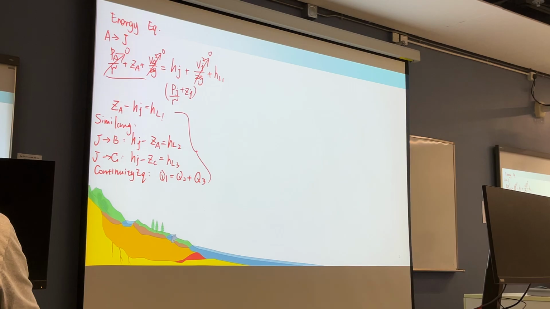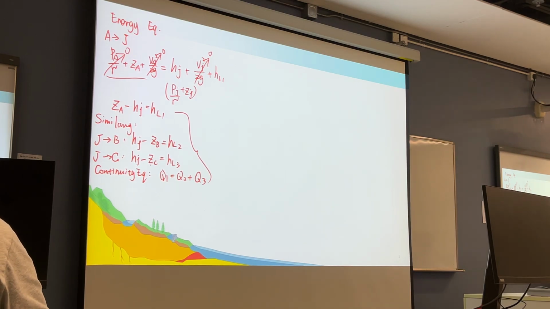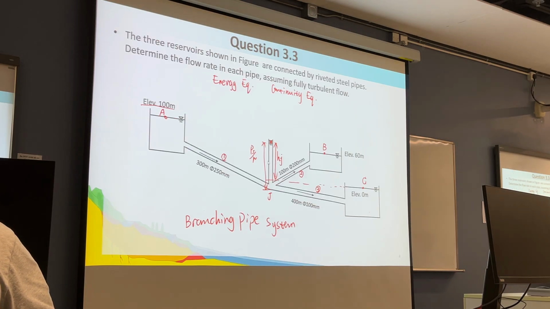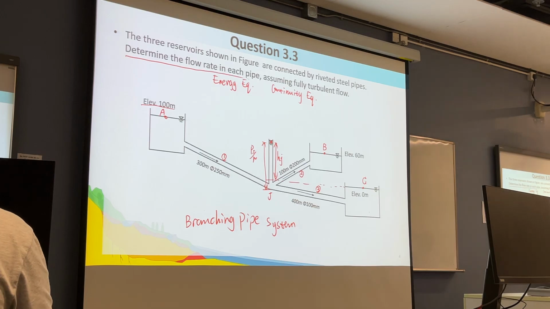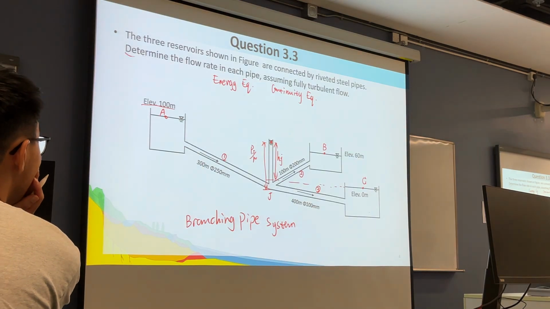Now the task is how to correlate this information. Elevations ZA, ZB, ZC are given. The head losses are not given, and the discharges we need to determine are not given. Hj is unknown, so we need to correlate them. For the head loss, because the question asks us to determine the flow rate in each pipe, this is our task.